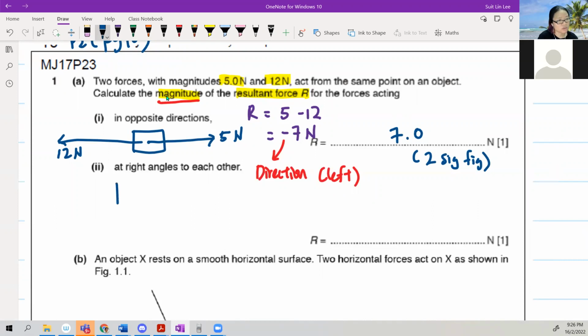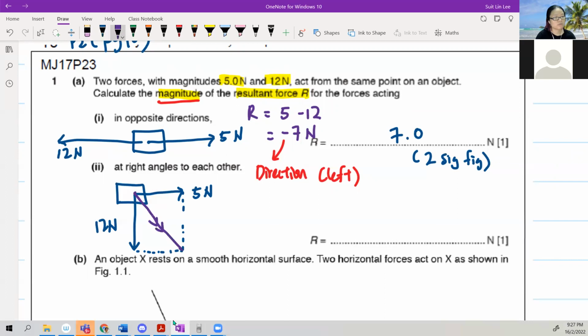Next one, right angle to each other. So for right angle to each other, this is my vector drawing. I have 5 Newton here. And let's say the 12, they say act on the same point. So here, 12 Newton. Where's the resultant? So you could build a parallelogram like this. Of course, you're pulling to the right and then you're pulling downwards, for example. So this is the resultant.